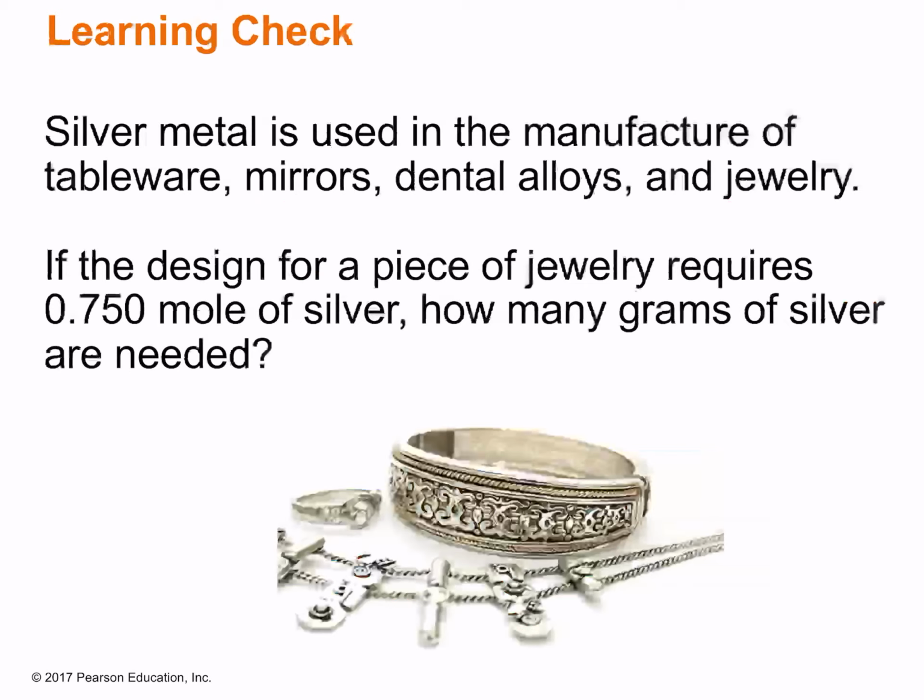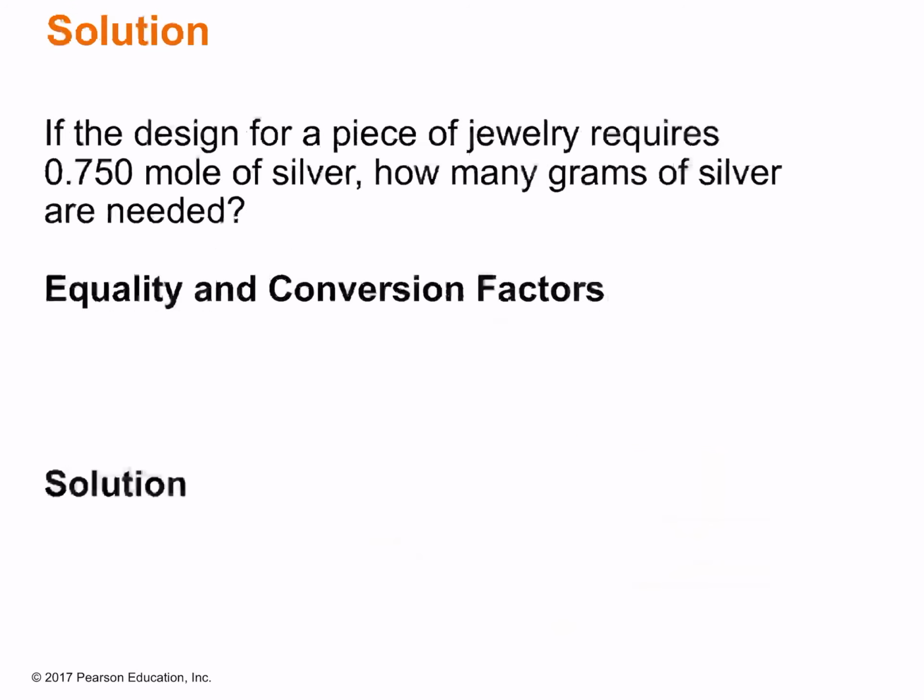So let's try it out. Silver metal is used in the manufacture of tableware, mirrors, dental alloys, and jewelry. If the design for a piece of jewelry requires 0.750 moles of silver, how many grams of silver are needed? So the first thing we need to do is go through and figure out our equality here. And then we can write out our conversion factors.